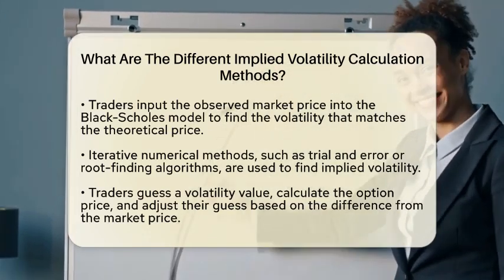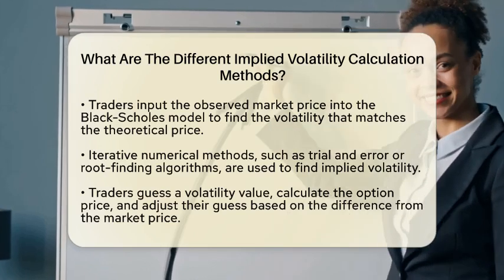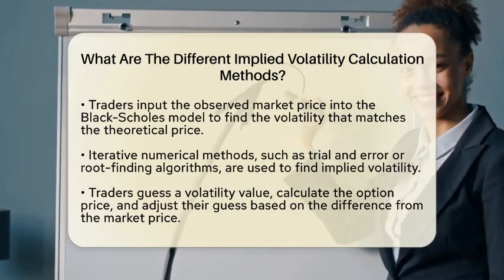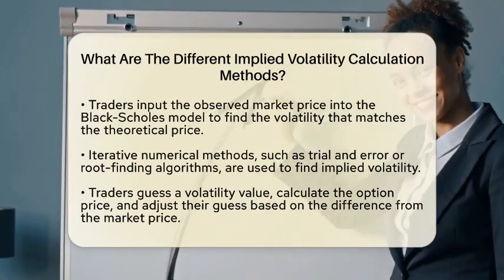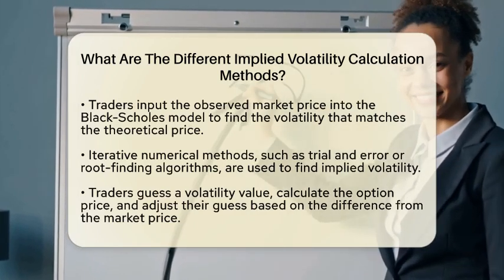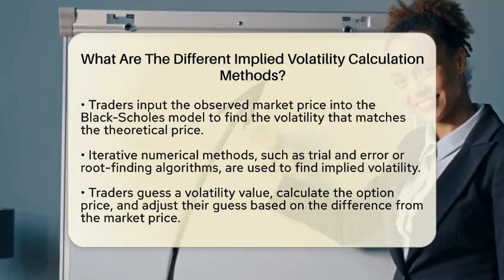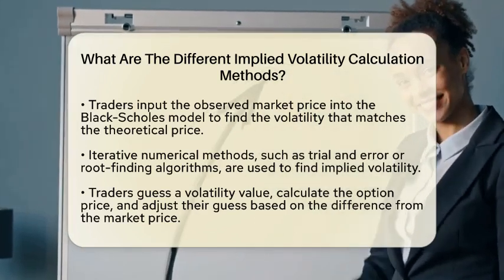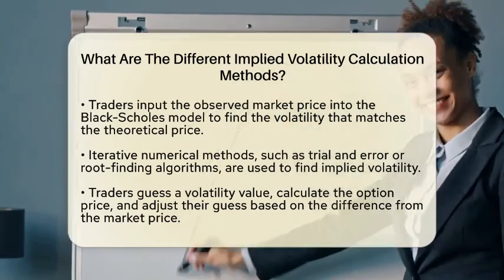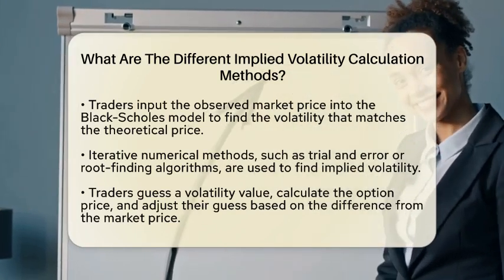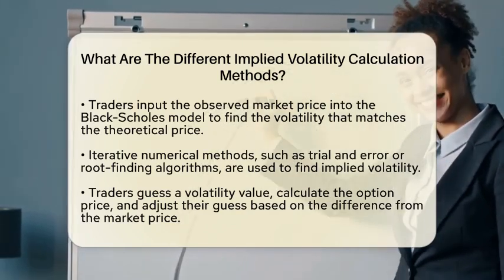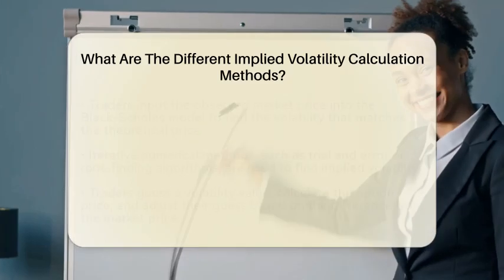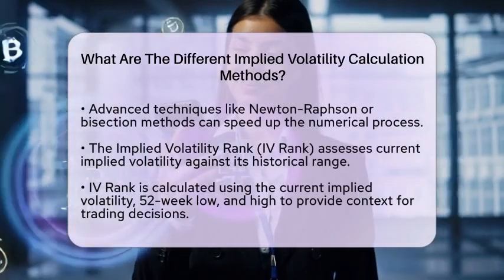Next, we have iterative numerical methods, which include trial and error or root-finding algorithms. Because the Black-Scholes formula does not provide a direct way to find implied volatility, traders use numerical methods. This involves guessing a volatility value, calculating the option price, and comparing it to the market price. If the calculated price is too low, the guess is adjusted upward, and vice versa. This process continues until the difference between the calculated and market prices is minimized. More advanced techniques like Newton-Raphson or bisection methods can speed up this process.